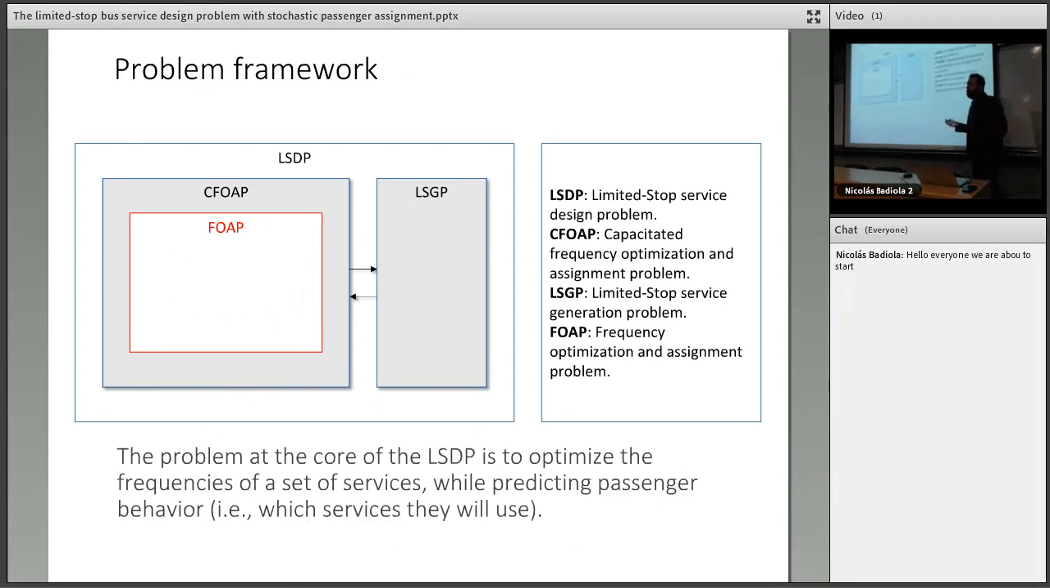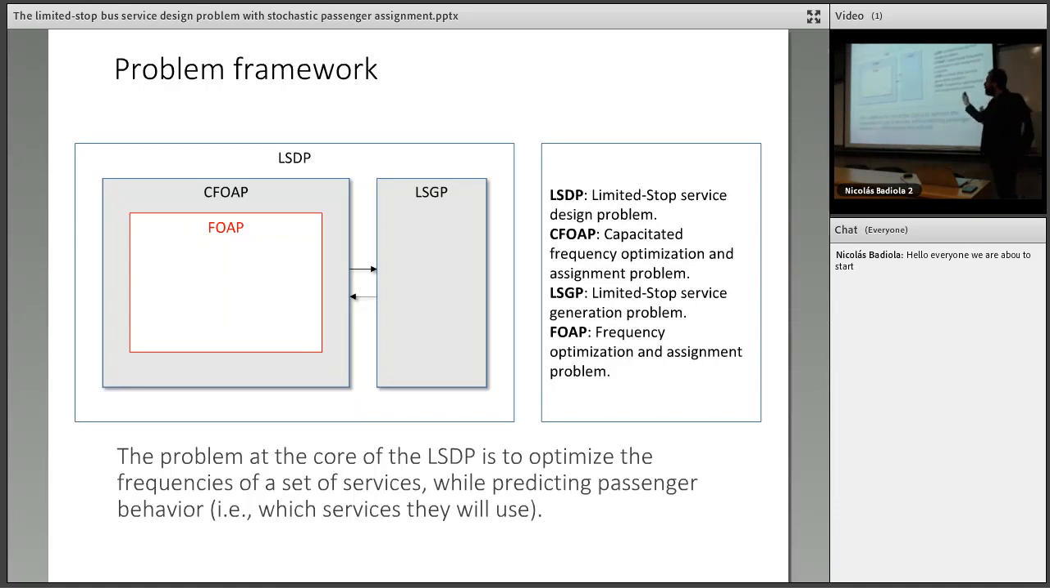So the problem framework, the way we tackle this problem, is by dividing it into smaller components. We have the general limited stop design problem as the main objective of our work. And first, to deal with it, we separate the problem into a service generation module, where we generate the services to fit the problem, and then we solve the problem here. And then to solve that problem with capacity, we will solve the problem without capacity, like I explained before, so we can iteratively fix the frequencies until we meet capacity constraints.